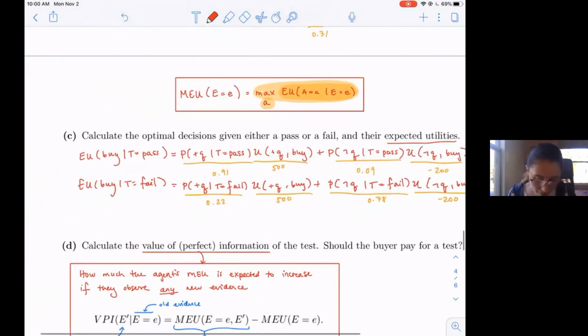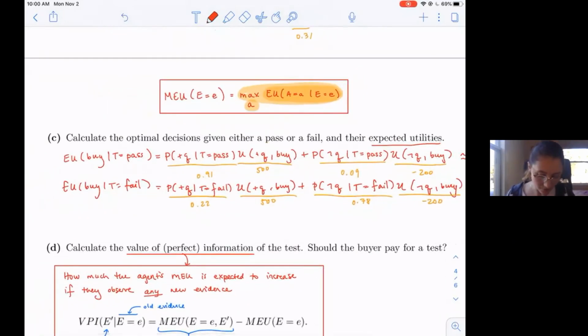Finally, what about if I'm not buying? So here we just computed the expected utility for the action buy, but the other option is to not buy. Well, the expected utility of not buying given t equals fail, and the expected utility of not buying given t equals pass are the same. They're both 0. I don't lose anything, I don't make anything.